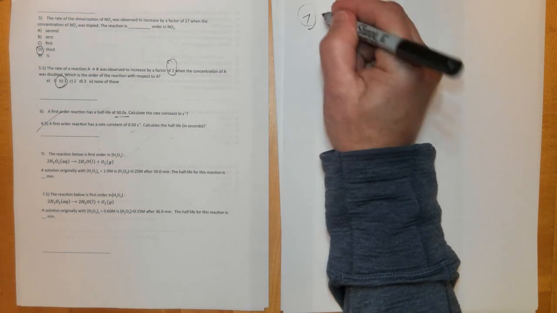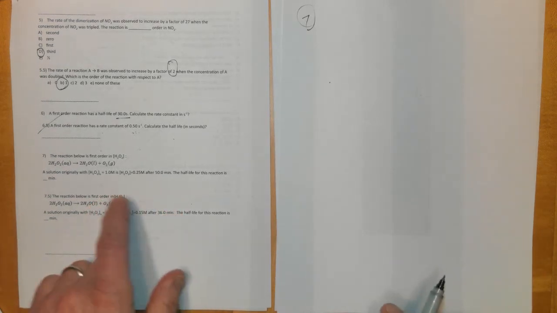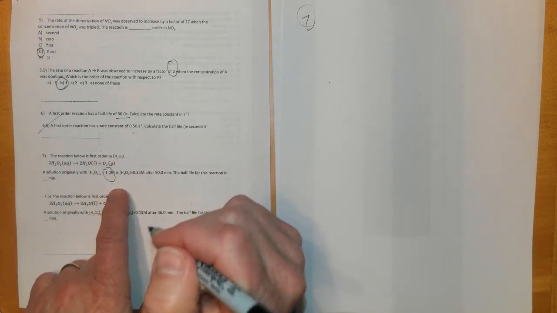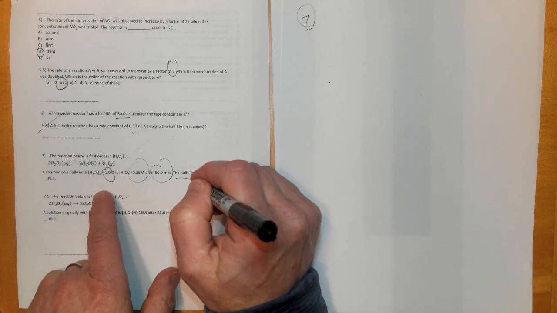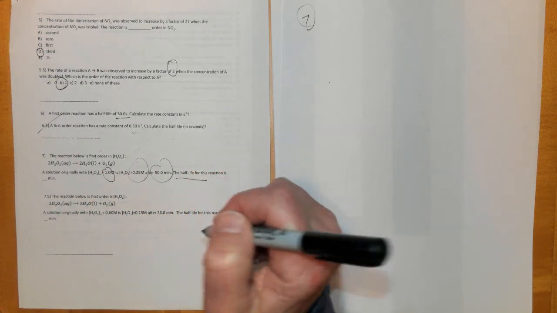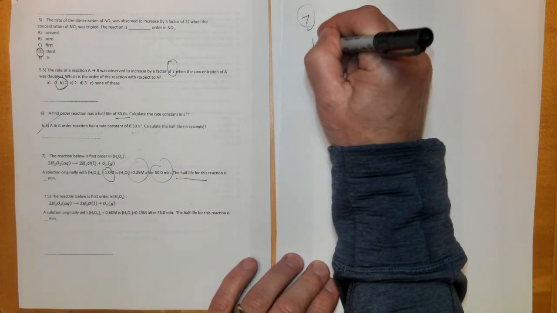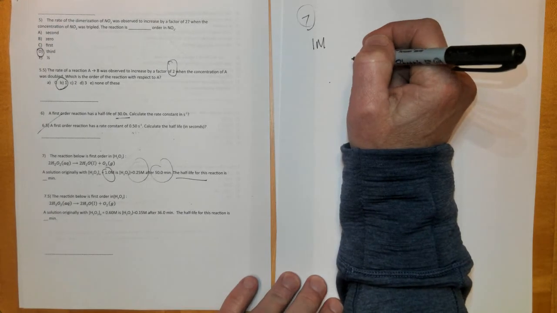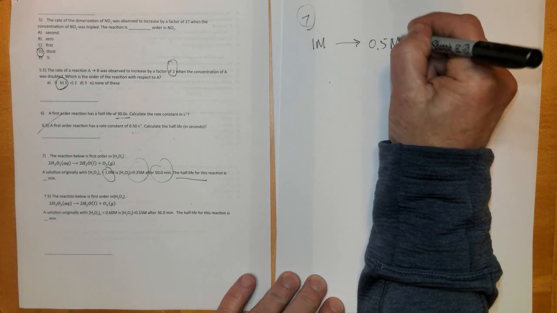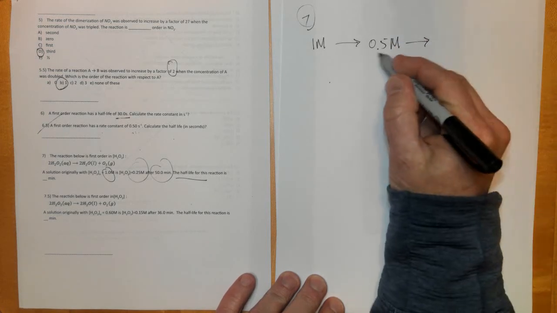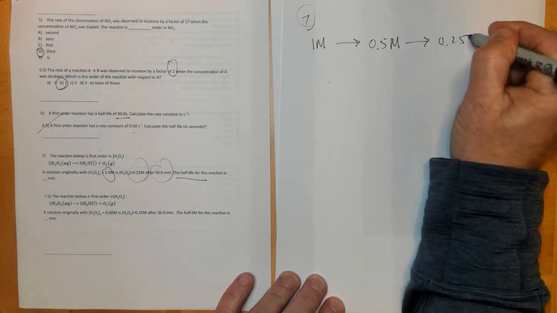Number 7. The reaction below is first order in H2O2. The original solution is 1 molar. H2O2 is 0.25 after 50 minutes. The half-life for this reaction is blank minutes. So we could say that we started at 1 molar, and a half-life of that would be half as much, so that would be 0.5 molar. Another half-life of that would be half as much, so 0.25.